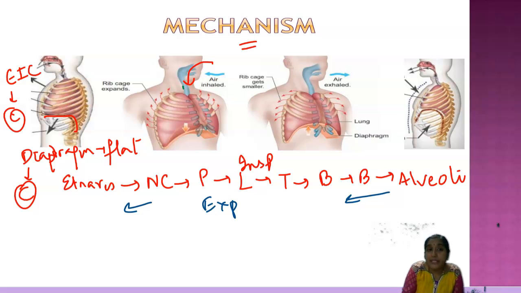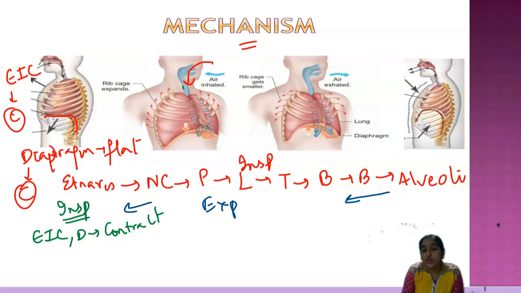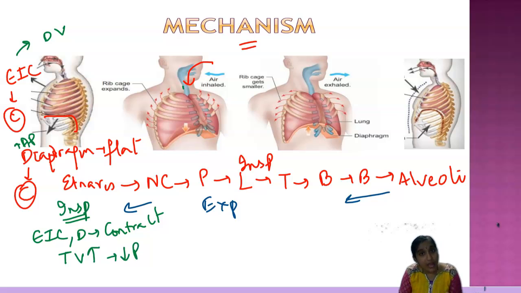So what is happening during inspiration? Your external intercostal muscles and the diaphragm contract. As a result, your thoracic volume is increasing. When the diaphragm contracts, the thorax increases anterior-posteriorly, and when the external intercostal muscles contract, it increases dorso-ventrally. As a result, by Boyle's law, volume increases and pressure decreases. Air always moves from high pressure to low pressure.